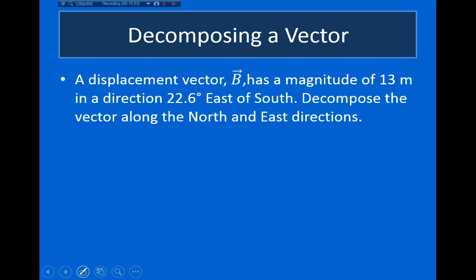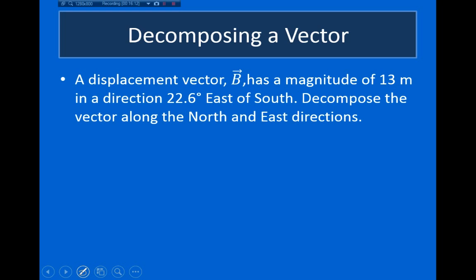Let's go ahead and look at one last example of decomposing a vector. This example says, let's consider a vector B that has a magnitude of 13 meters and is in a direction that's 22.6 degrees east of south. What are the components in the north and east directions?